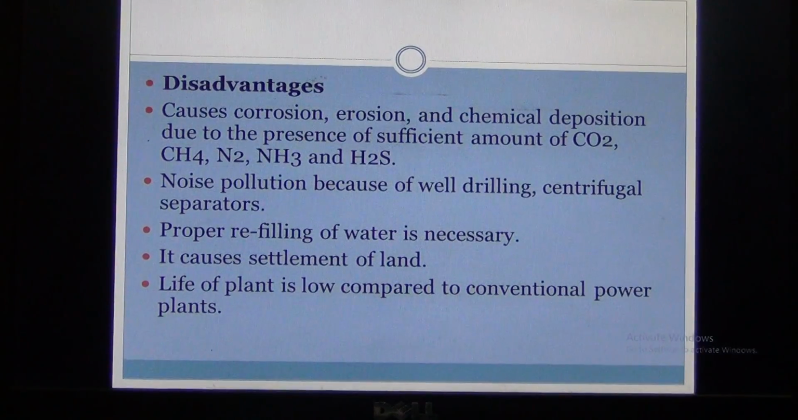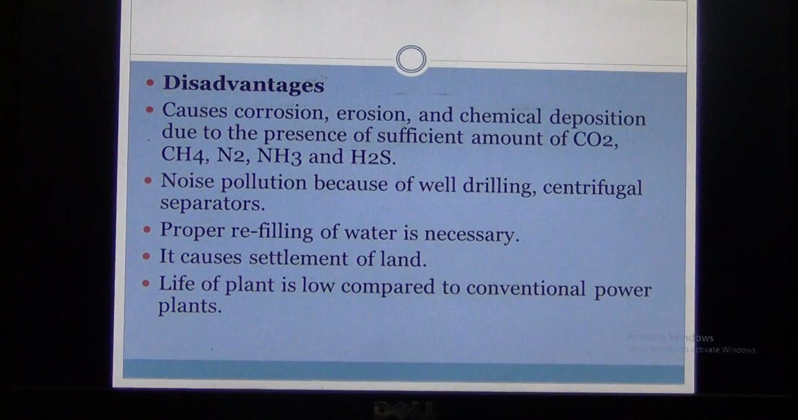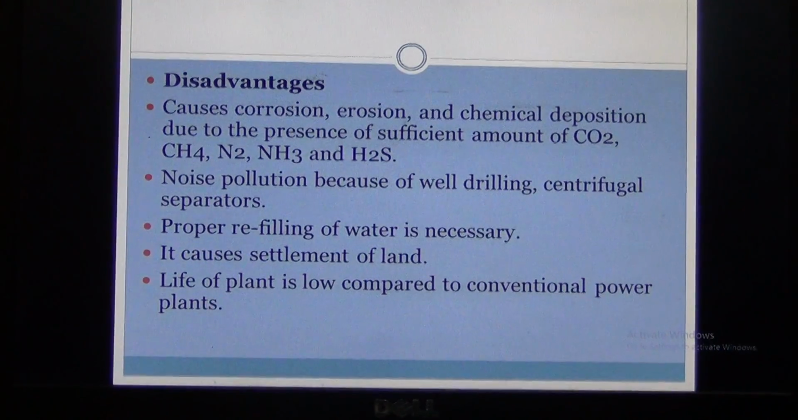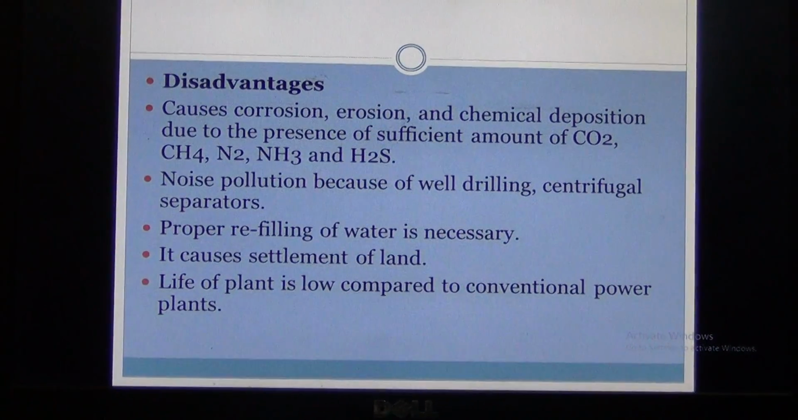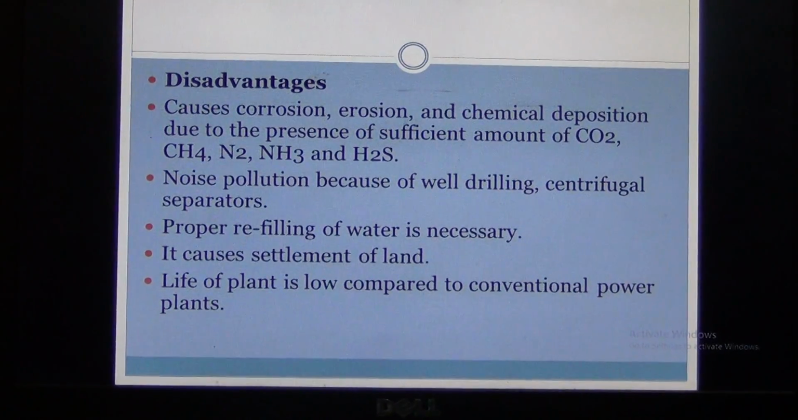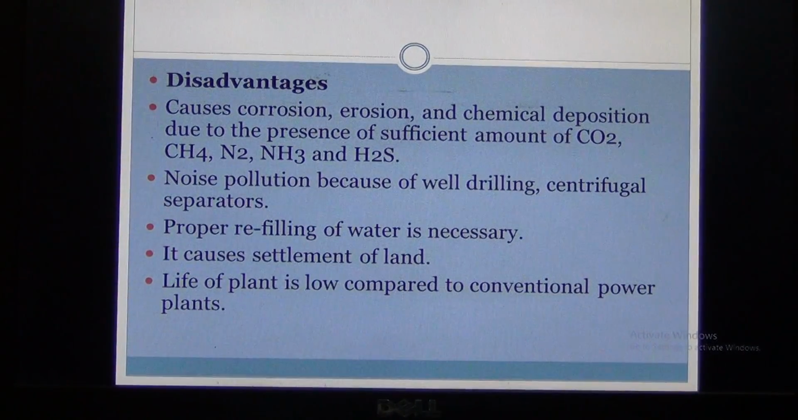It causes settlement of land, means land can change its form. Life of the plant is low compared to conventional power plants, because we don't know how much energy can be utilized from the geothermal point. We didn't know the exact amount of heat there, so its life cannot be sure. Its life is not fixed.